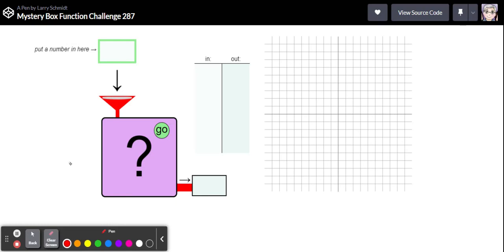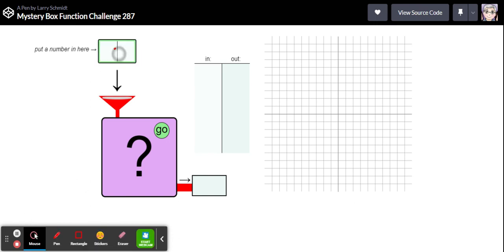Hello everybody and welcome to another Mystery Box Function Challenge. In the purple mystery box there is some math and your challenge is to figure out what it is. You can use the link in the description if you want to try this out on your own, and when you've got an idea, come on back and see if we get the same thing.